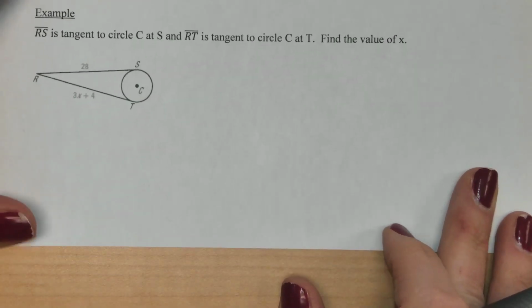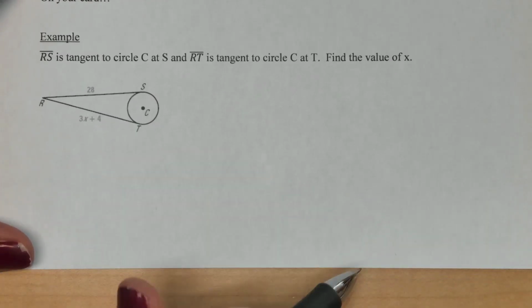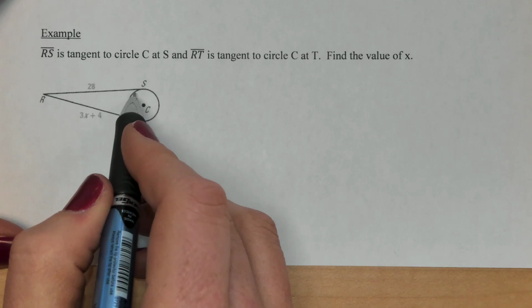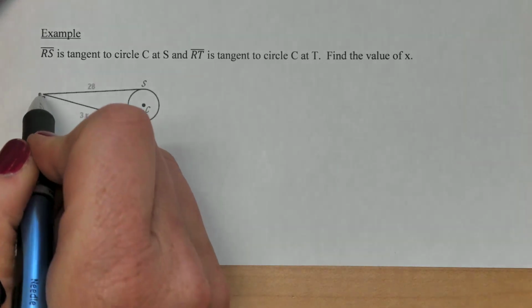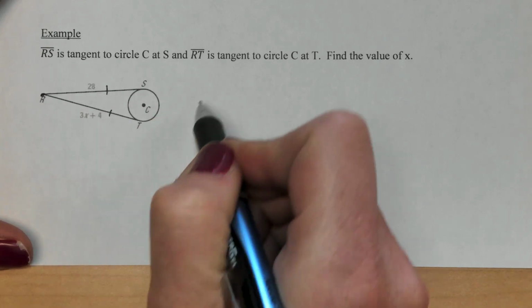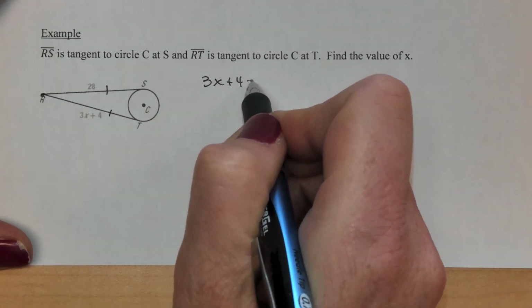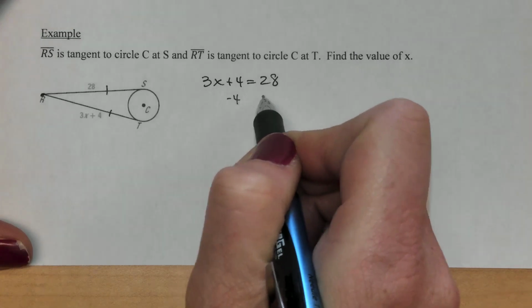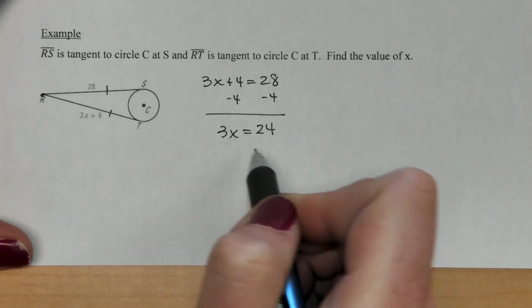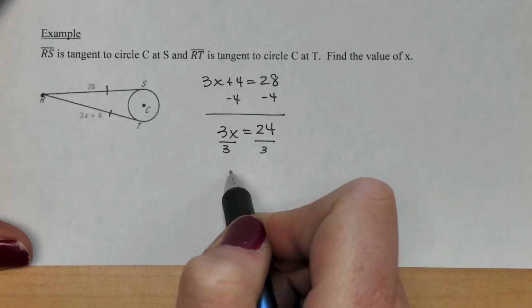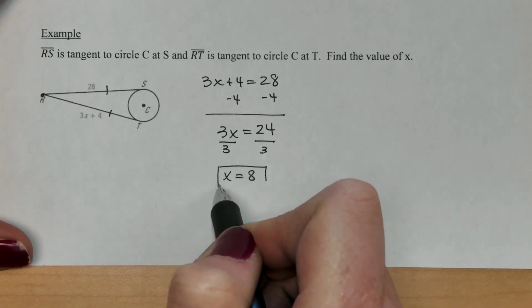So make sure you fill that in on your theorem card, and then we're just going to do one quick example. RS is tangent, and RT is tangent, so they're both tangent to the circle. They're both coming out of R. That means those have to be equal. So 3x plus 4 has to equal 28. We'll subtract 4 from both sides. Leaves me 24. Last step is to divide by 3, so x is 8.